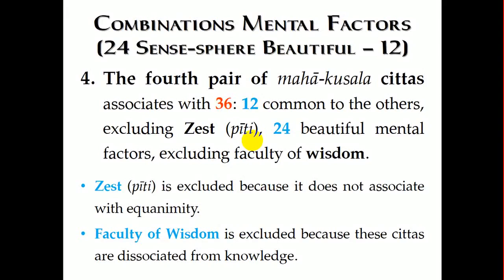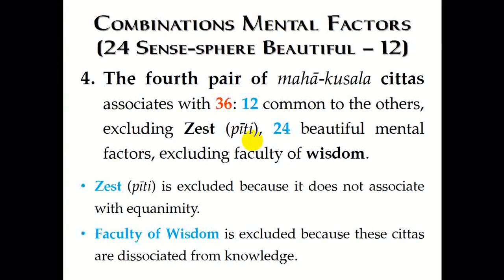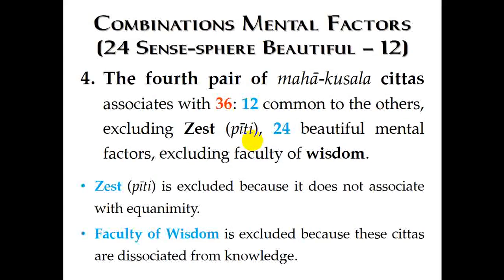And 13 common Cetasikas, and how many beautiful ones? 22, right? 22 beautiful mental factors, excluding 3 abstinences. Altogether, 35. The first pair. And the second pair, which one will you exclude? Wisdom. So if you exclude wisdom, 34, right?